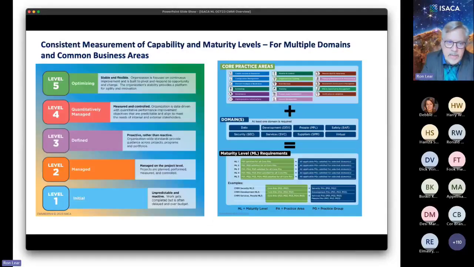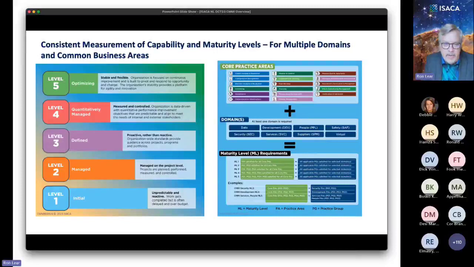So let me show you an example. On the right here, we've got 8 domains, and I want to figure out how I'm going to do maturity level 2 for CMMI security. Well, my example down here says that I have to get all the core practice areas for practice groups level 1 and 2. And these are the levels here. These are defined the same way across all practice areas and all capability levels and all maturity levels.